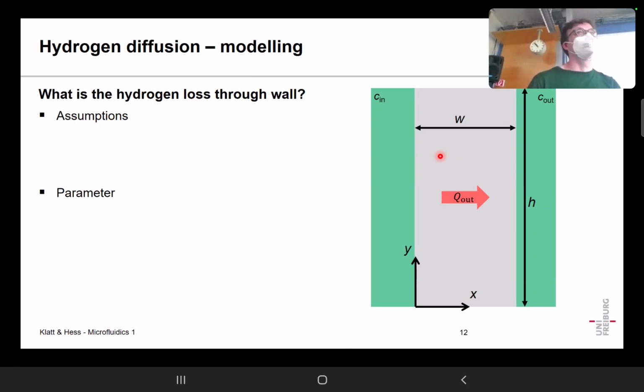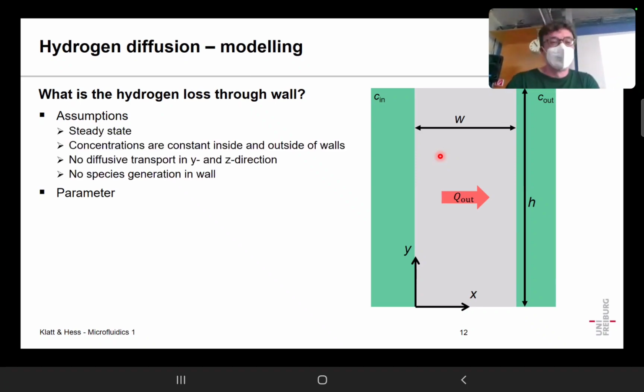Yeah, right, exactly, that's it. So steady state: we assume that the concentrations are constant on the inside and the outside, so that there are no variations or things like convective transport that disturb our concentrations. We assume that there's no diffusive transport in Y and Z direction, and that there's no species generation inside the wall. Species generation can typically occur through chemical or biological reactions. So we assume that there's nothing like this in our case.